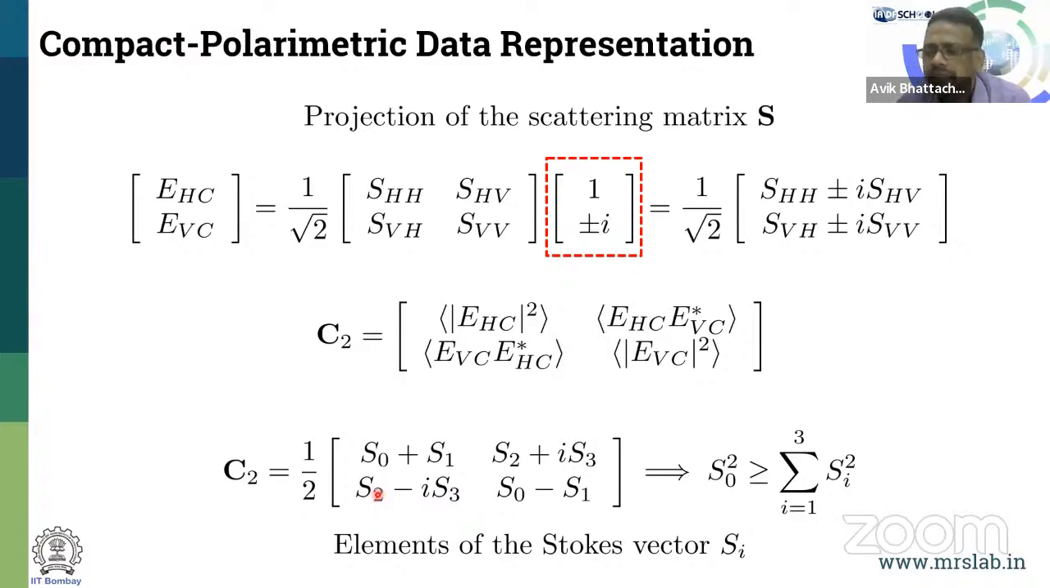And the dual representation can be thought of as the projection of the 2x2 complex matrix onto either 1, 0 or 0, 1 for the dual linear representation, which is the Sentinel kind, or you can go to the compact representation, for example the RCM kind of data representation, where you have the projection of the S matrix again onto 1 plus or minus i. So it is for left and right circular representation, where you can also write the C2 matrix. So till now, we have looked into the data representation.